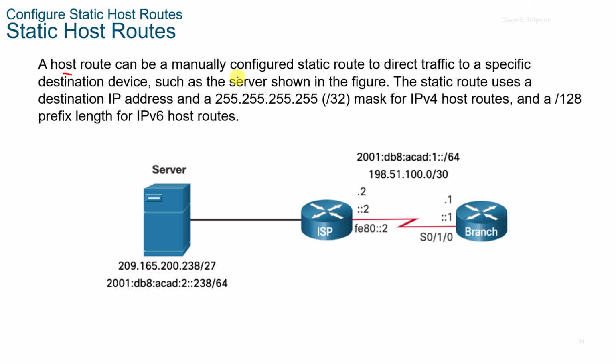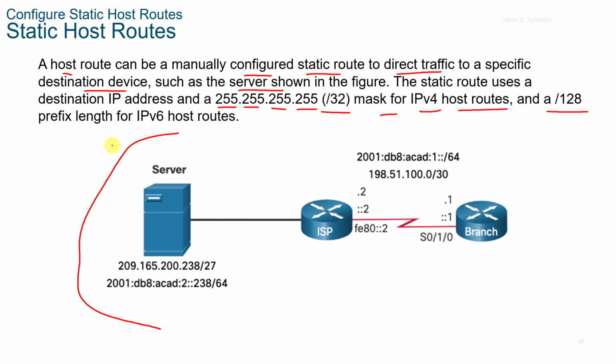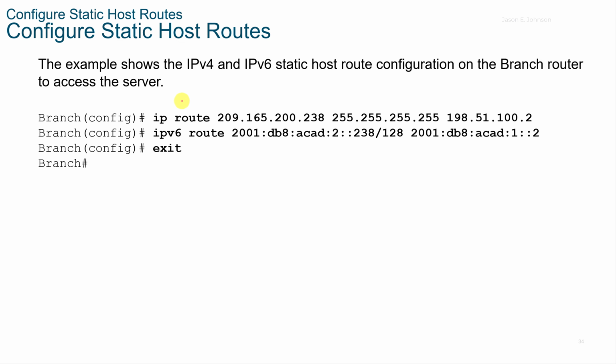A host route can be manually configured with a static route to direct traffic to a specific destination device, such as a server shown in the figure here. The static route uses a destination IP address with a 255.255.255.255/32 mask, and that's the mask for the v4 host routes, and a /128 prefix length for the v6 host routes. And these examples here show the IPv4 and the IPv6 static host route configuration on the branch router.